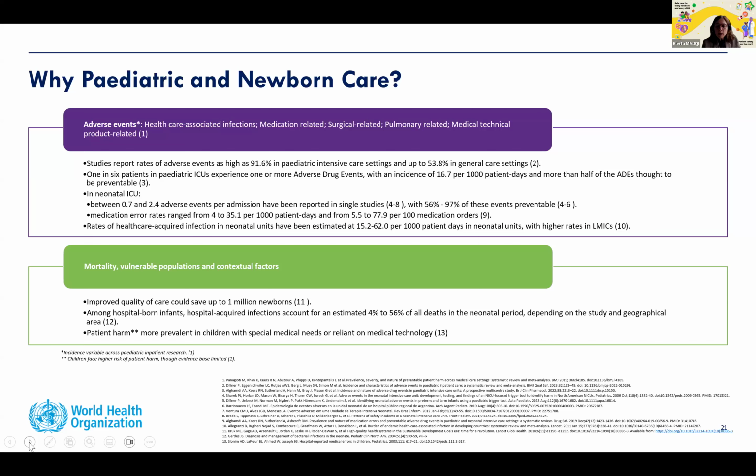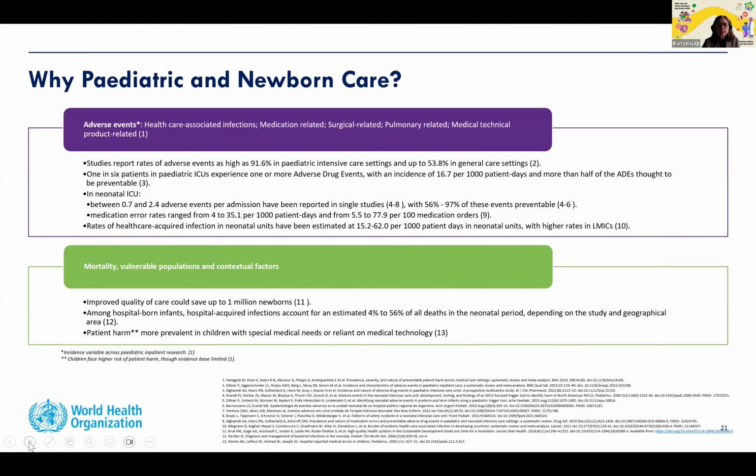Generally, we know that we can save 1 million newborns with improved quality of care, and that we can really improve, or address, hospital-acquired infections that can account for anywhere between 4 to 56% of deaths in the neonatal period. And that patient harm is more preventable in children with special medical needs and relying on medical technology. Again, not very surprising if we think about the ICU outcomes that we have as a result of errors.